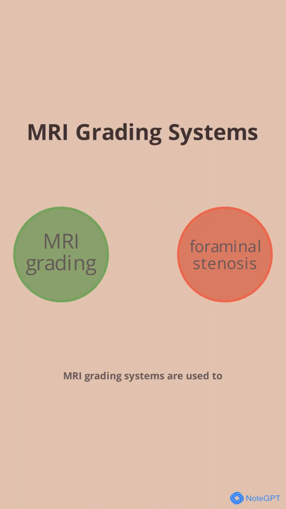MRI grading systems are used to assess the severity of foraminal stenosis, which is the narrowing of the spaces where nerves exit the spine. For cervical radiculopathy, the Kim et al. system was used, grading stenosis from 0, none, to 2, severe. For lumbar cases, the Lee et al. system graded from 0 to 3, with higher grades indicating more significant narrowing and nerve compression. These grading systems help standardize MRI interpretation and allow for more objective comparisons between imaging and clinical findings.